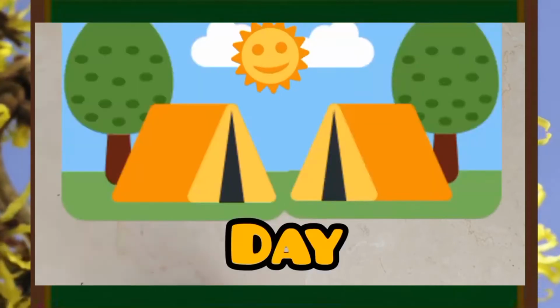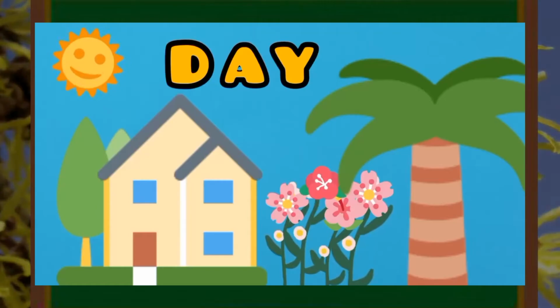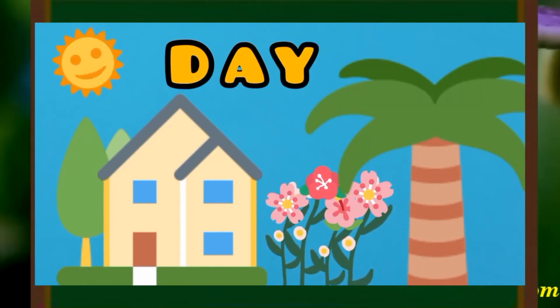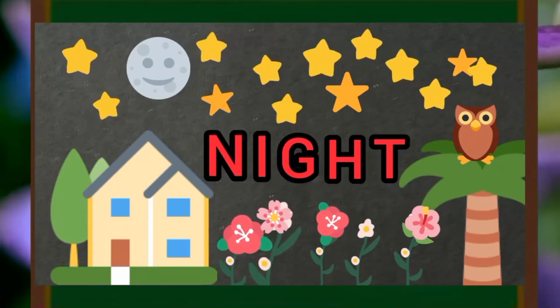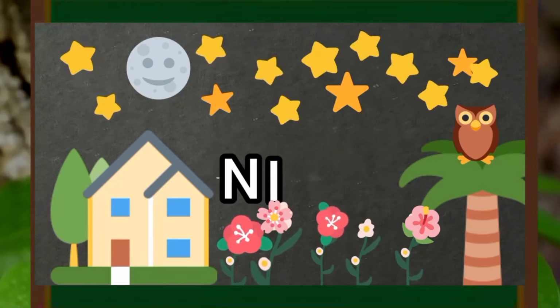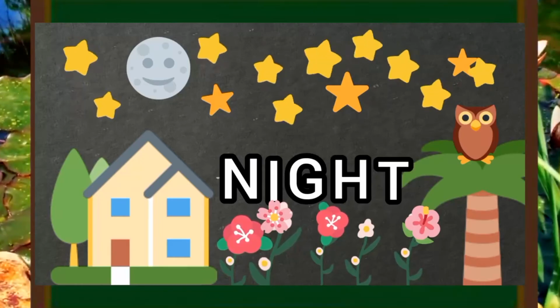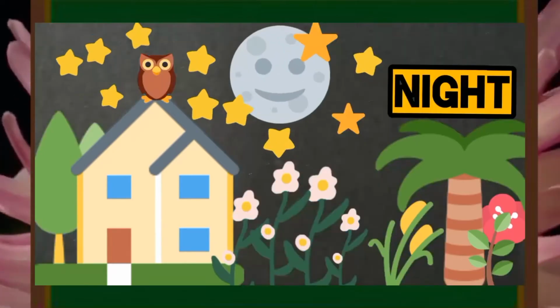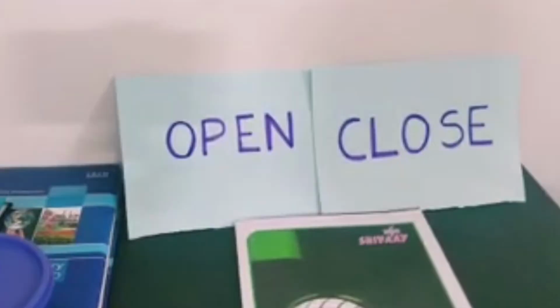Children, when you get up in the morning, what do you see? You see the bright sun. When you see the sun, we call it day. When the sun is not visible, it is known as night. Day, opposite, night. Day, night. Day, night. Yes, day opposite night.